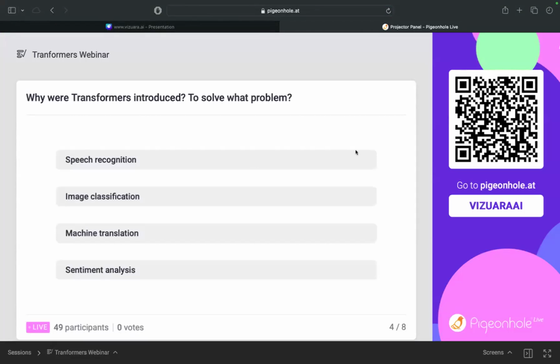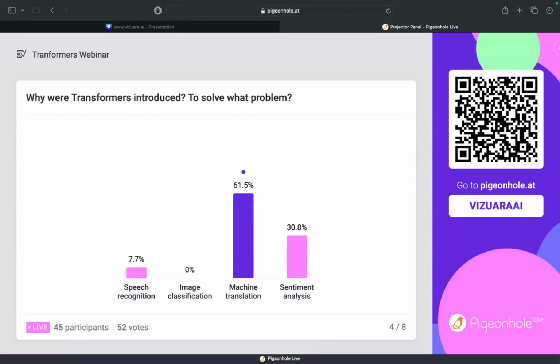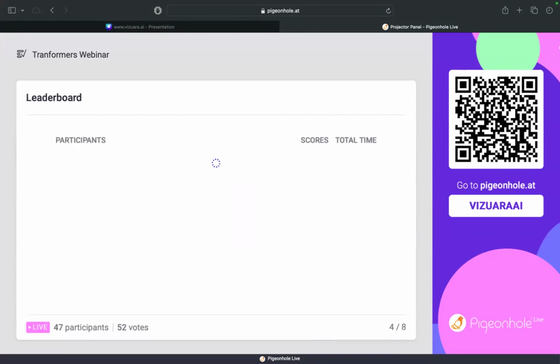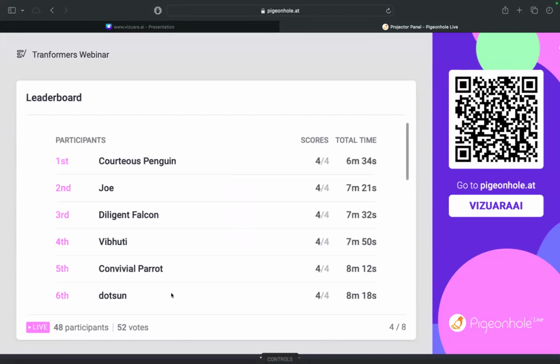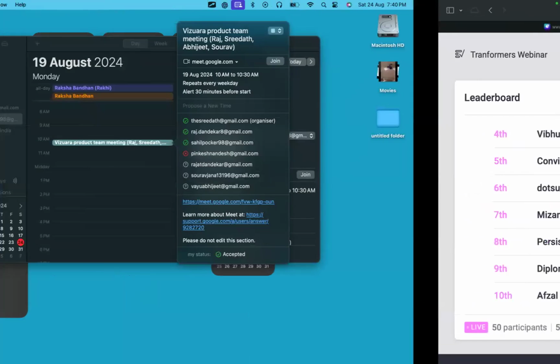Here's the question. I think everybody had enough time to answer it. So let's just see the answer. The answer is machine translation. So it was initially introduced for machine translation. We'll just take a look at the leaderboard also. So far, 6 people have got all 4 correct.